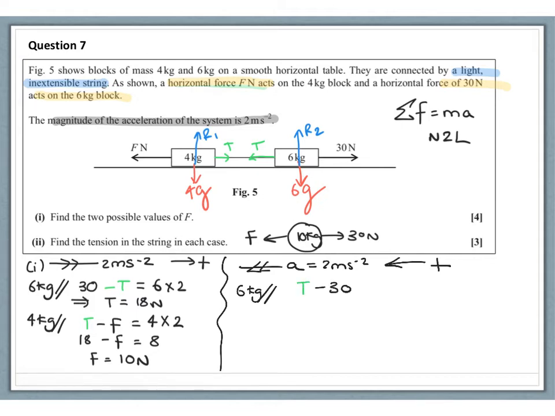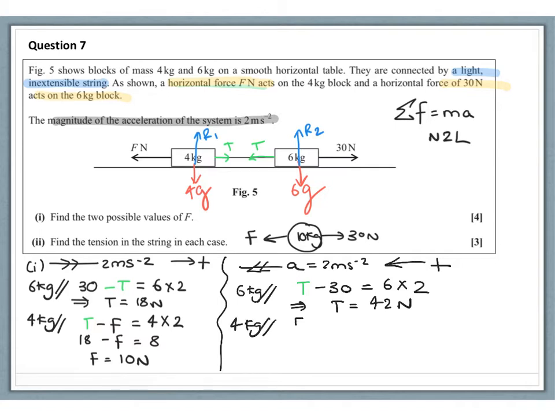We have 30 newtons in the opposite direction equals the mass multiplied by the acceleration of 2, which gives me tension is equal to 42 newtons. Now, what about the 4 kilogram block?